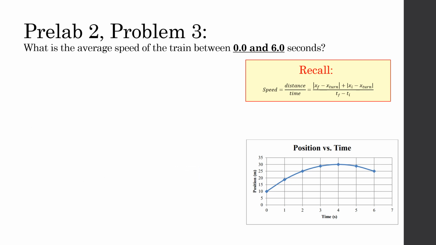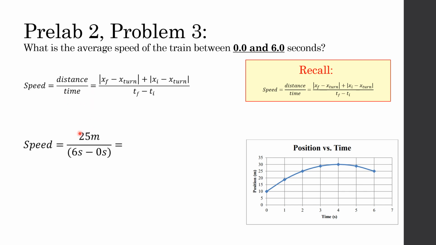Prelab practice problem number 3. Once again, I have bolded and underlined the time interval. Yes, we're working with the same one, but I cannot stress enough how important it is to pay attention to that time interval. Okay, so in order to find the average speed of the train between 0 and 6 seconds, we are going to take the distance and divide it by the time.